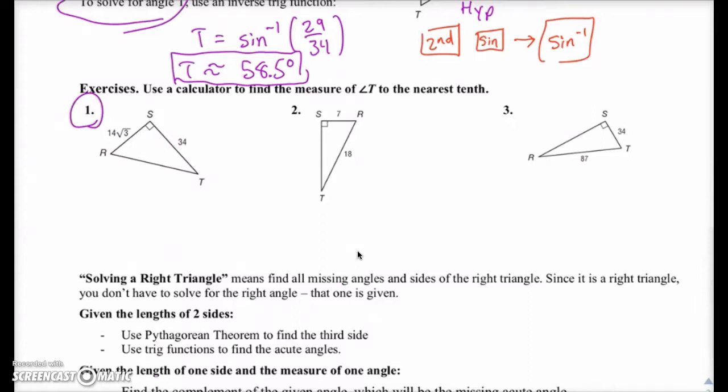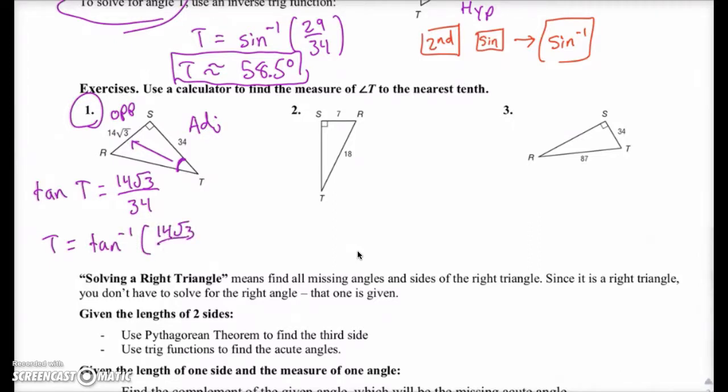So number 1 here. We're trying to find and measure angle T, rounding it to the nearest tenth. Again, we actually have an opposite, and this is my adjacent. So we're going to be using tangent of angle T equals 14 radical 3 over 34. Of course, setting the inverse, 14 radical 3 over 34.